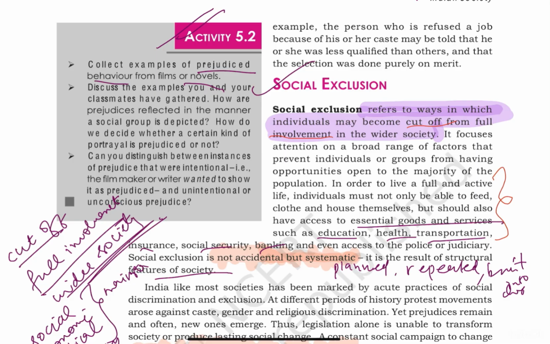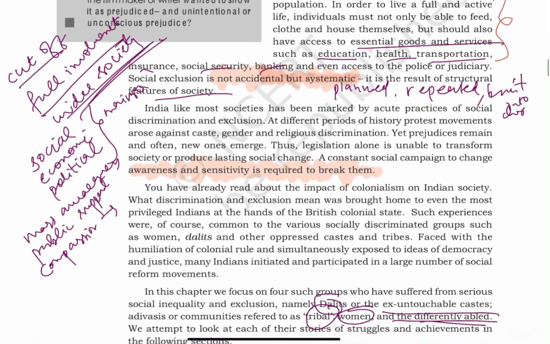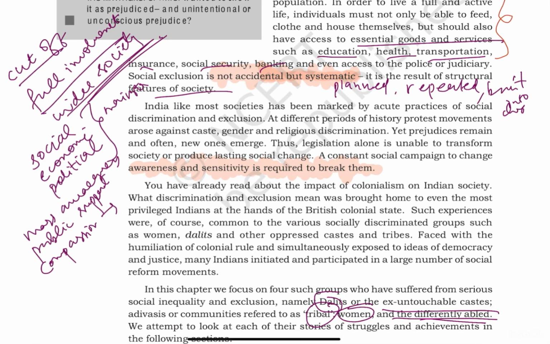Also, this chapter mentions transgender people and those identifying as third gender. They also face exclusion, and these groups are increasingly being recognized now, but the struggle is still ongoing.